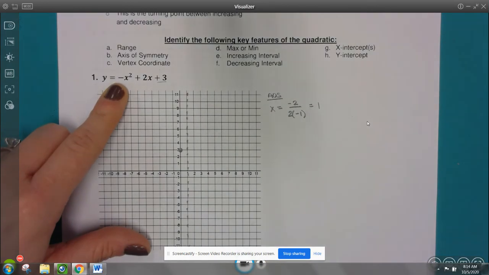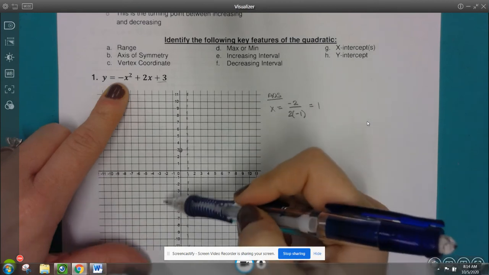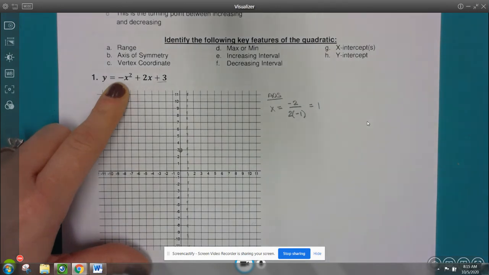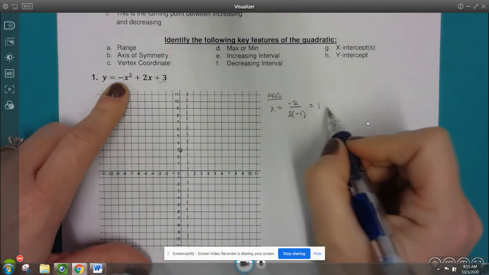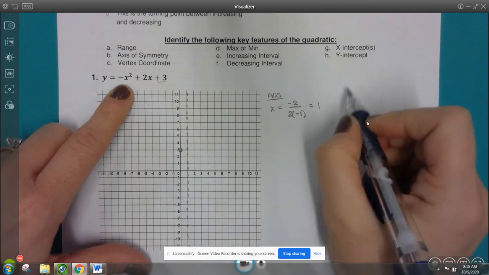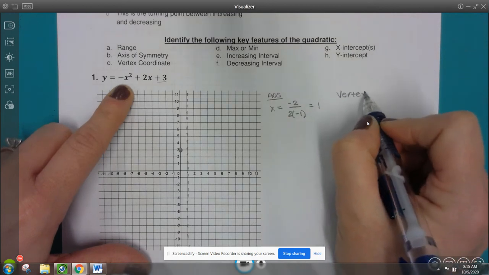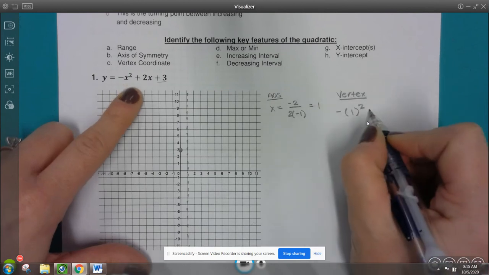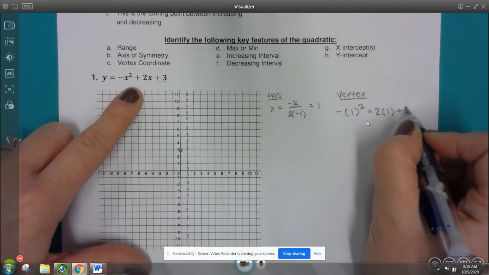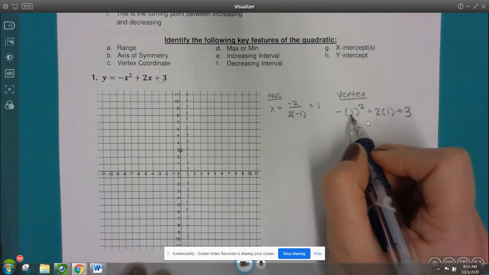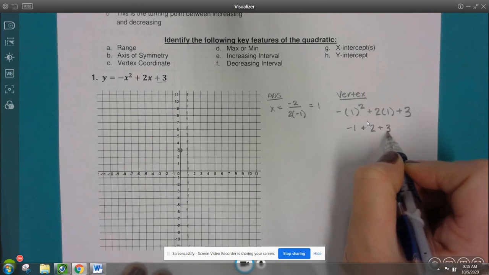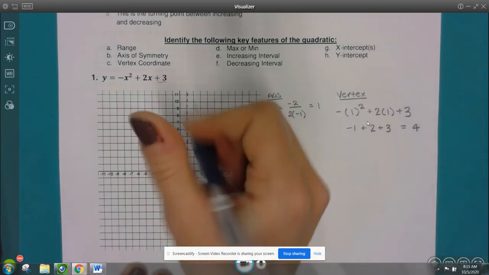I know because a is negative, this graph is going to be reflected, so it will open down. So that means for this graph, I'm going to have a maximum. So then now I want to figure out the rest of my vertex point. So I'm going to substitute in 1 wherever I see x. So this is going to end up being 1 times negative 1. So negative 1 plus 2 plus 3, which is going to turn out to be 4.